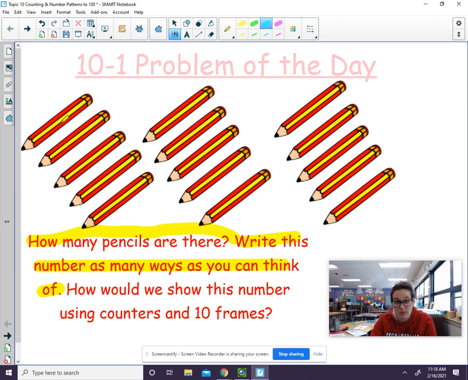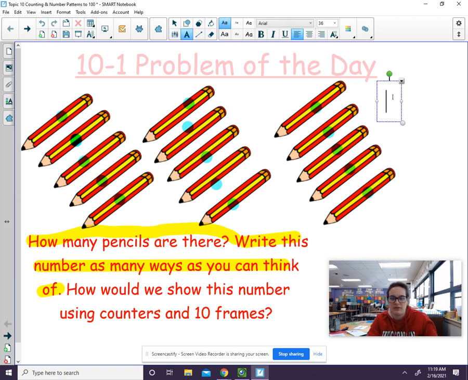You could count it one by one. 1, 2, 3, 4, 5, 6, 7, 8, 9, 10, 11, 12, 13, 14, 15. Okay, so that's one way. We found out there are 15. Can you think of another way to solve this problem?